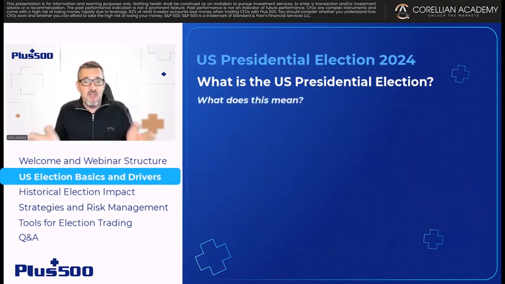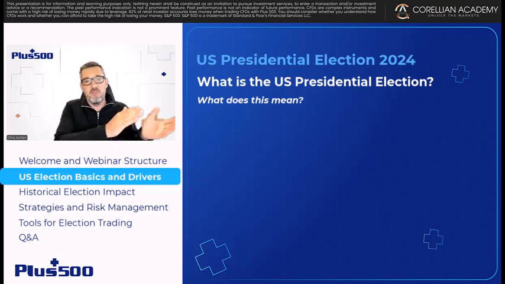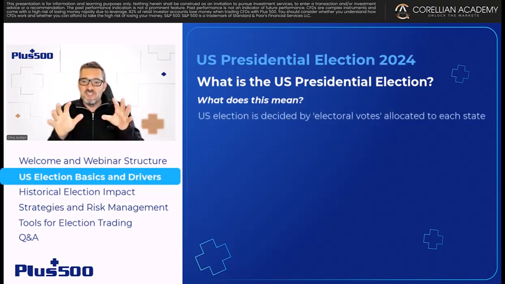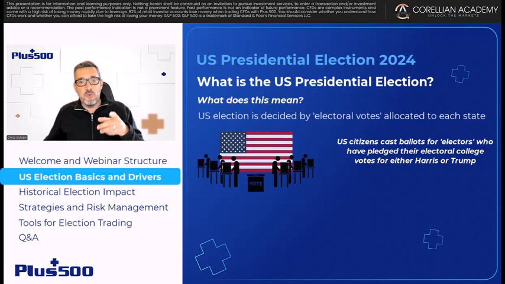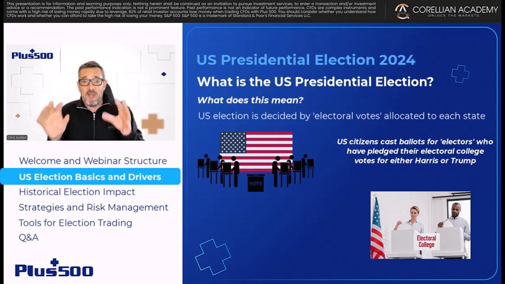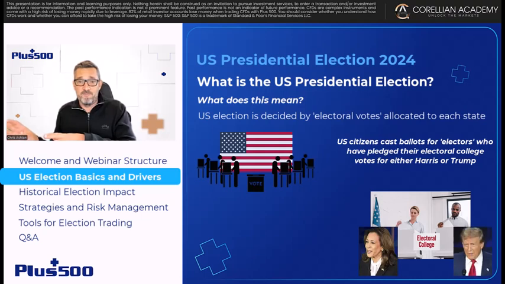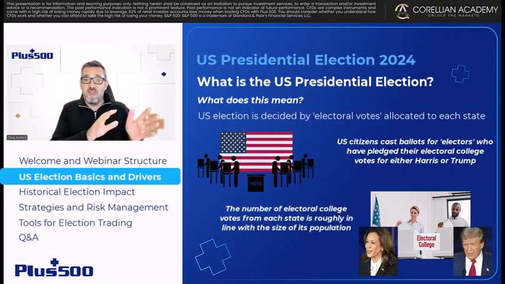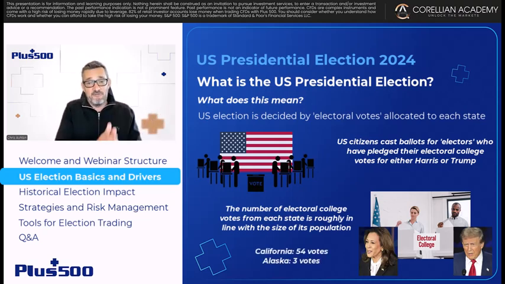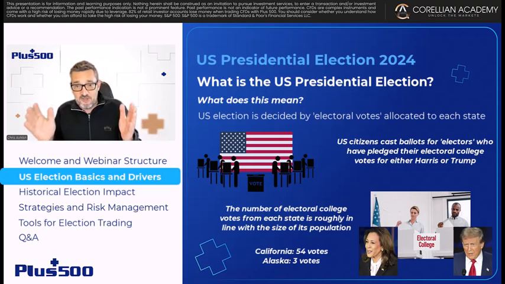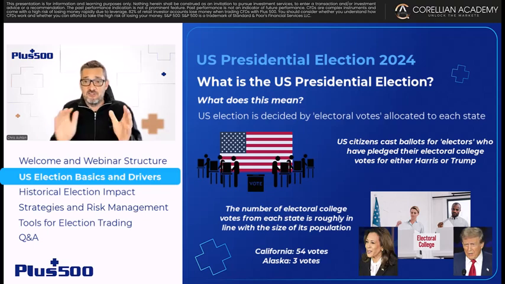So what does this mean? Rather than a direct popular vote, like in the UK, for example, the US election is decided by electoral votes, which are allocated to each state. In this system, US citizens are technically casting ballots for a slate of electors who have pledged to cast their electoral college votes for either Kamala Harris or Donald Trump. The number of electoral college votes for each state is roughly in line with the size of its population. So, for example, California has 54 electoral college votes, while a much less populous state like Alaska has just 3.